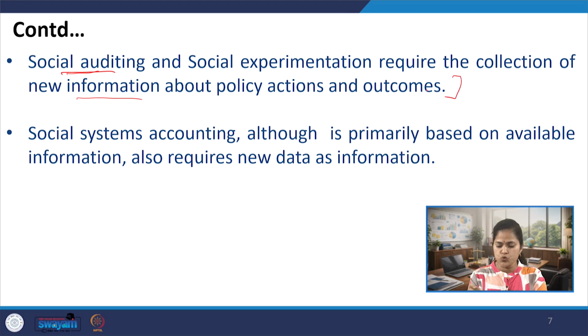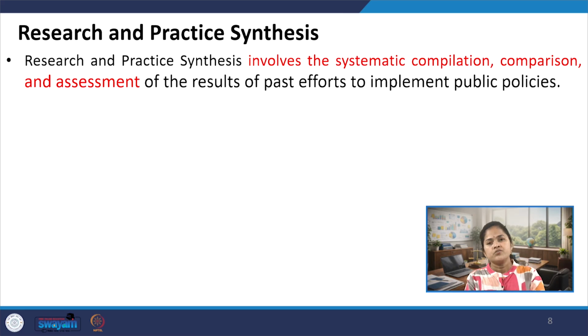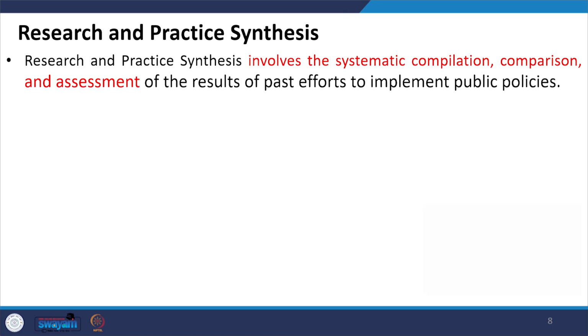Okay. And if you see these two approaches in comparison to social system accounting, social system accounting is primarily based on the existing information. Okay. Although it requires new data or new information, its relevance is based on the available information only. Okay. But then there is the last approach in policy monitoring, that is research and practice synthesis. Okay. So this particular approach is quite detailed, right? Because it takes into account inputs from different sources, or multi-source information, in order to see how the policy inputs and policy processes are impacting the policy outputs.